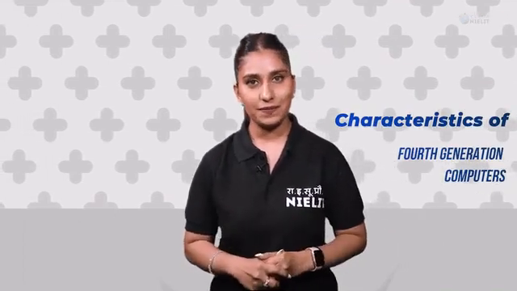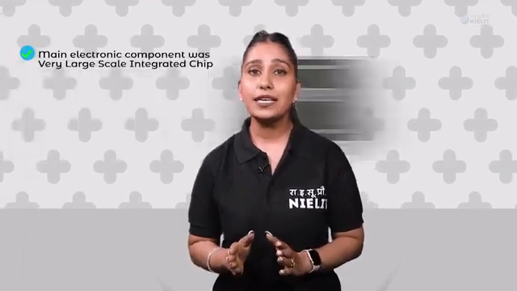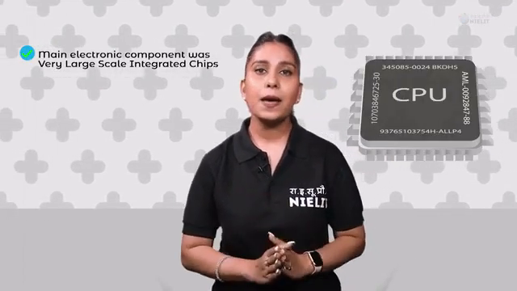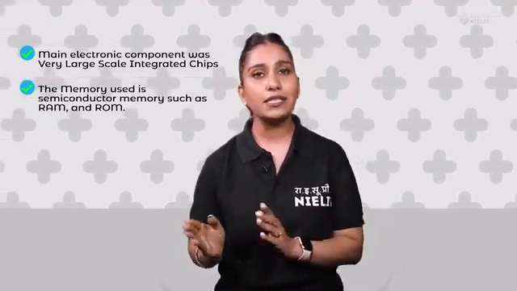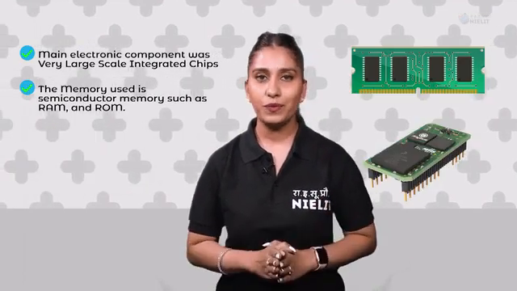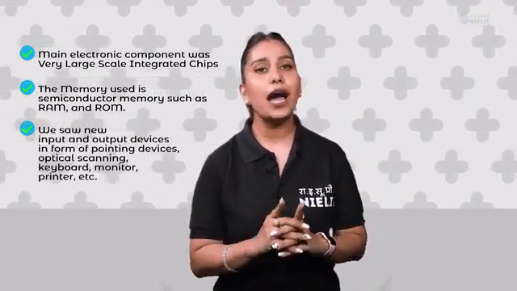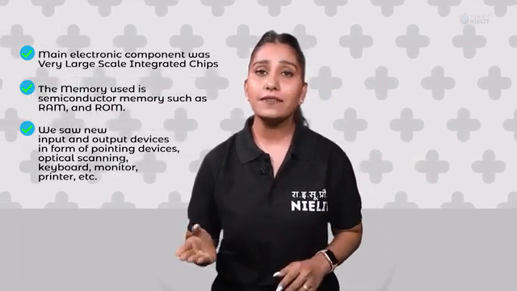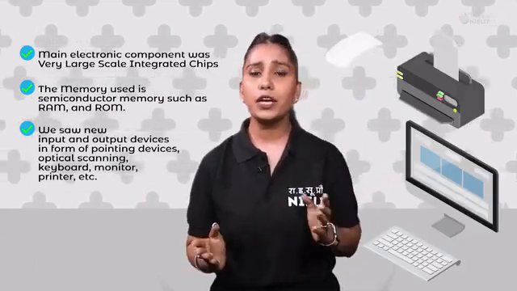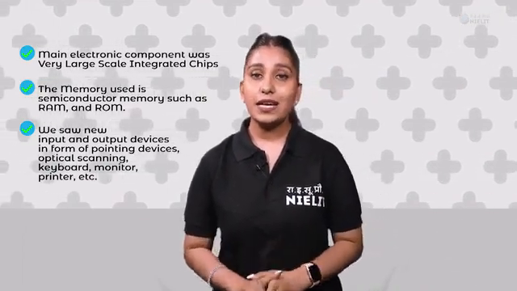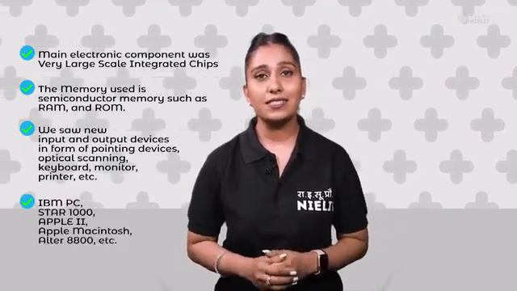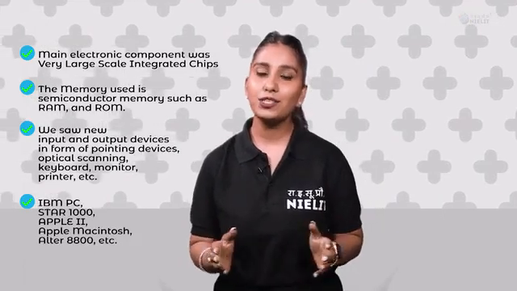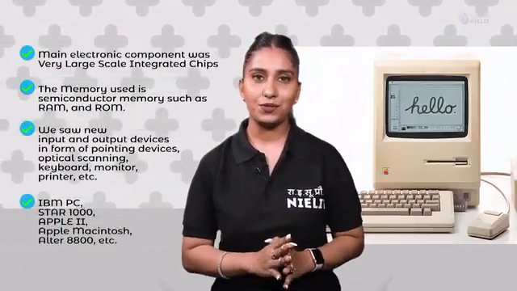Let us now discuss the main characteristics of fourth generation computers. The main electronic component is very large scale integrated chips, VLSI, and the microprocessor. The memory used is semiconductor memory such as RAM and ROM. We saw new input and output devices in the form of pointing devices, optical scanning, keyboards, monitor, printer, etc. Now let's discuss some of the examples of fourth generation computers: IBM PC, STAR 1000, Apple II, Apple Macintosh, Altair 8800, etc.